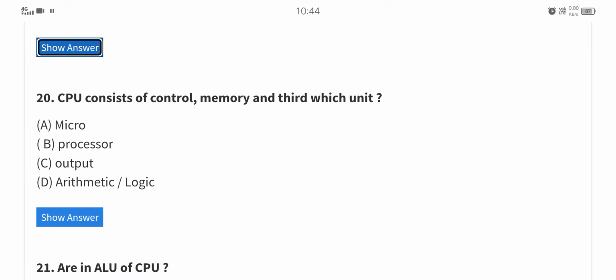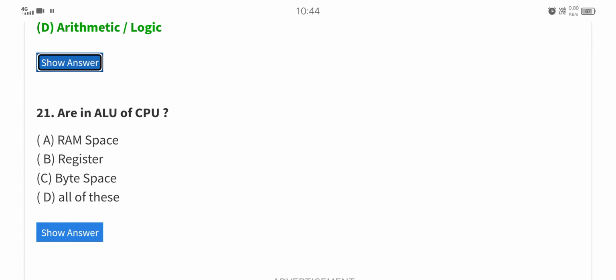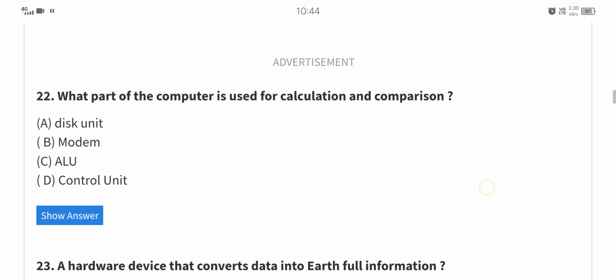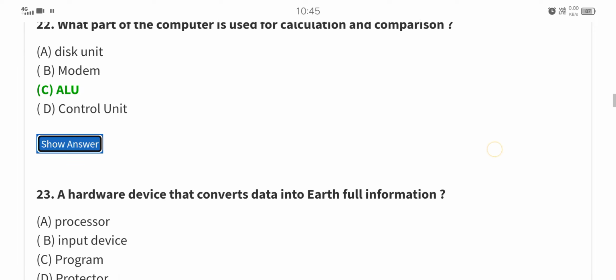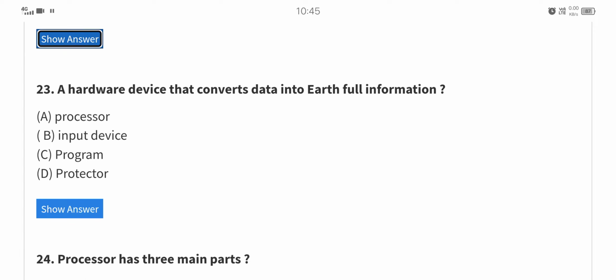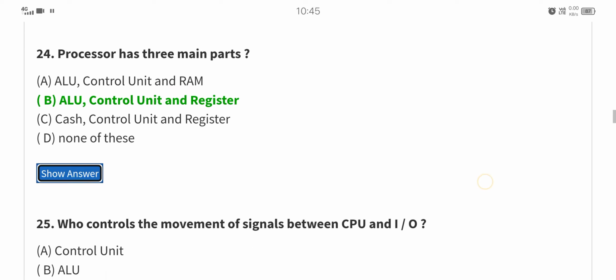CPU consists of control, memory and which third unit? Arithmetic logic. What are in the ALU of CPU? Register. What part of the computer is used for calculation and comparison? ALU. A hardware device that converts data into useful information? Processor. Processor has three main parts: ALU, control unit, and register.